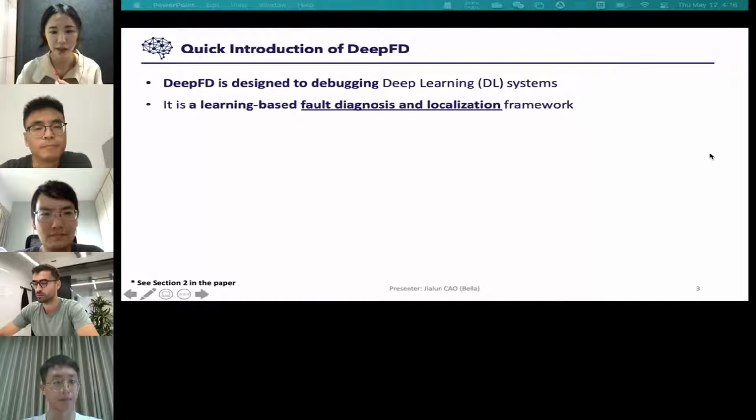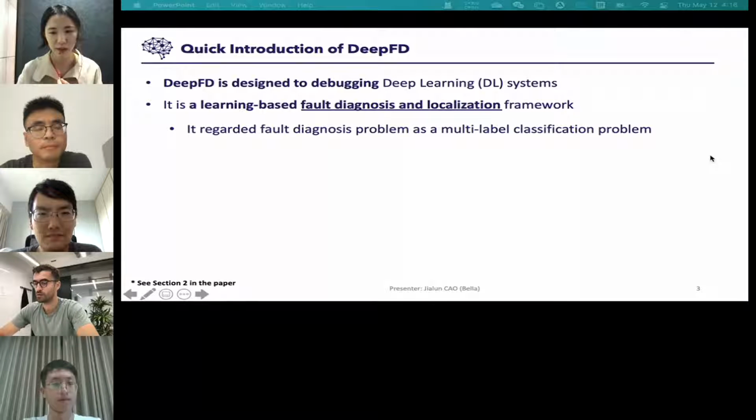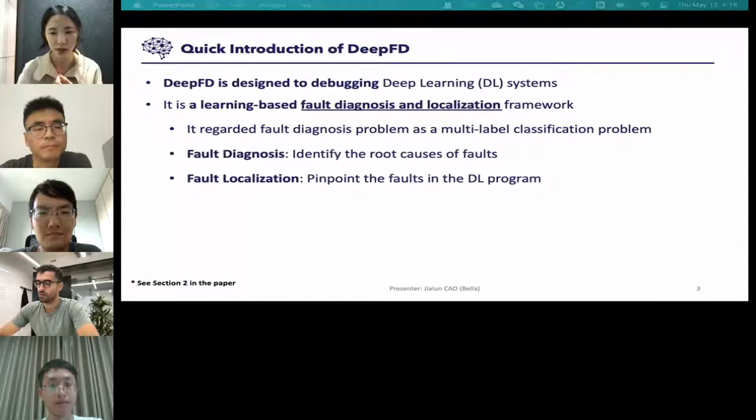It is a learning-based fault diagnosis and localization framework. By saying learning-based, it is because we regard the fault diagnosis problem as a multi-label classification problem. It learns to distinguish the normal and buggy DL models according to their runtime features. It goes beyond bug detection. It can also diagnose the root cause of a fault and pinpoint the faulty lines in the program.